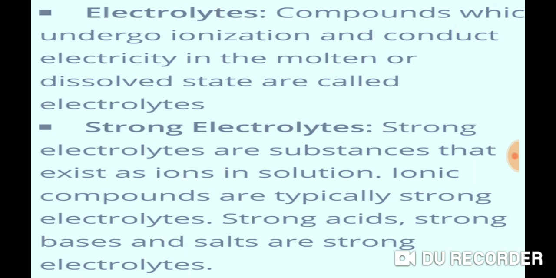So electrolytes are those compounds which dissociate into ions. Strong electrolytes are those substances which dissociate completely into ions. Strong acids, strong bases and salts of strong electrolytes are strong electrolytes.